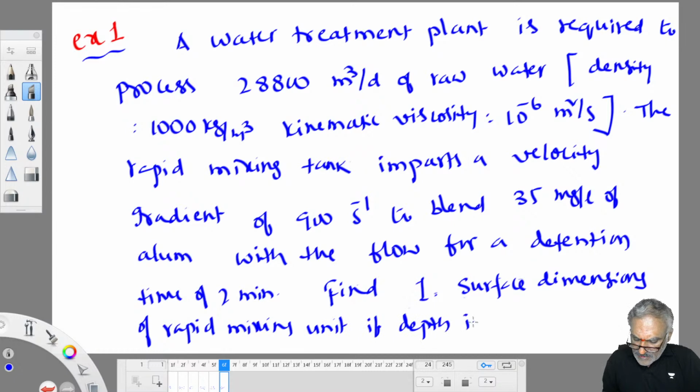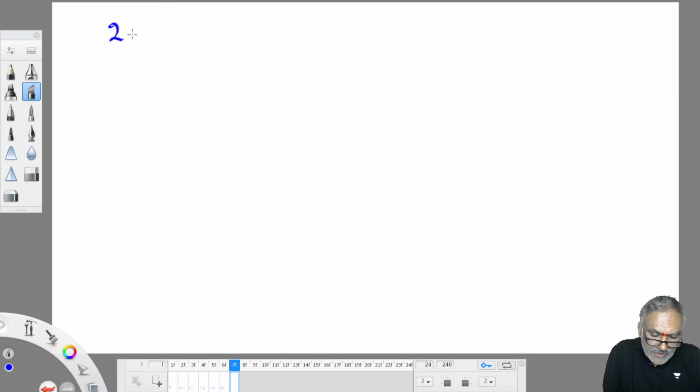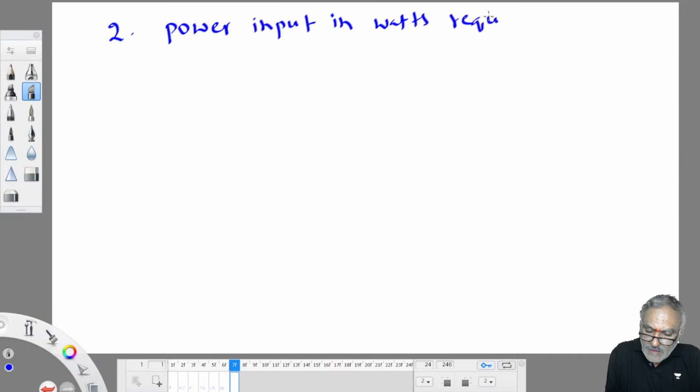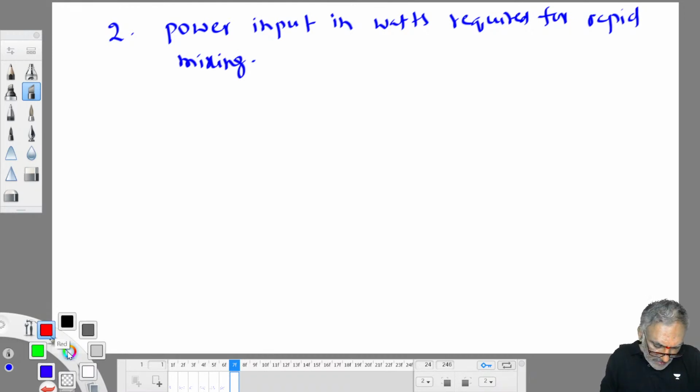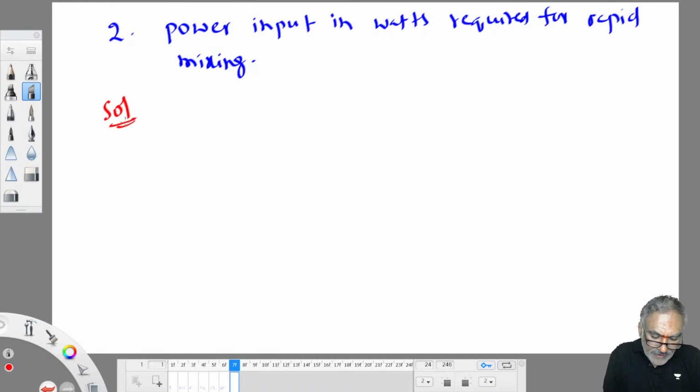If depth is 1 meter, second, power input in watts required for mixing. Come on, work out. Follow that procedure which I gave you. Comfortably you can work out. Solution.